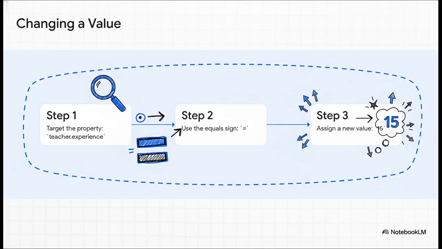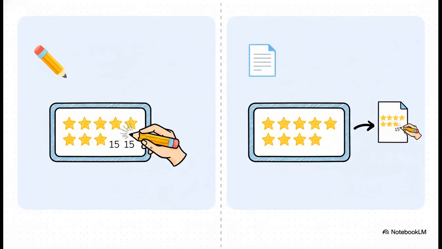And changing a value is just as straightforward. First, you target the property you want to change, again with dot notation. Then you use the equals sign. And finally, you just assign it a new value. And just like that, the teacher's experience level has been updated from 10 to 15. Now, this is a really, really important point. When you use dot notation with that equal sign, you are directly changing the original object. But look at the other side. If you just copy the value into a brand new variable and then change that new variable, the original object isn't touched at all. Getting this distinction right is absolutely crucial.